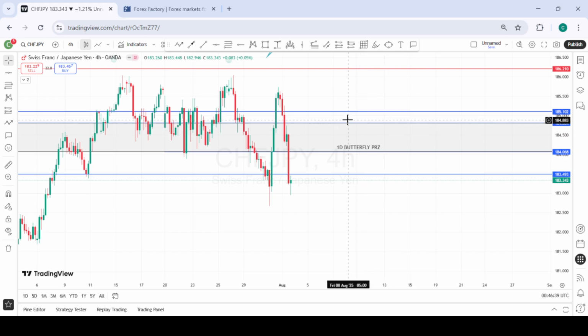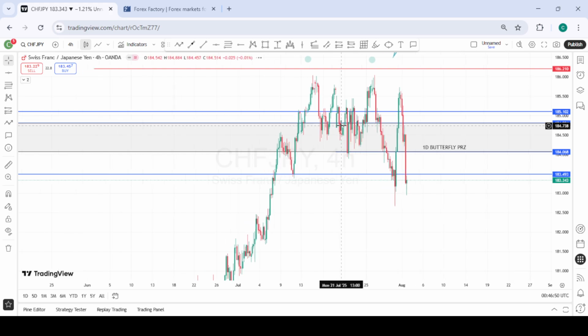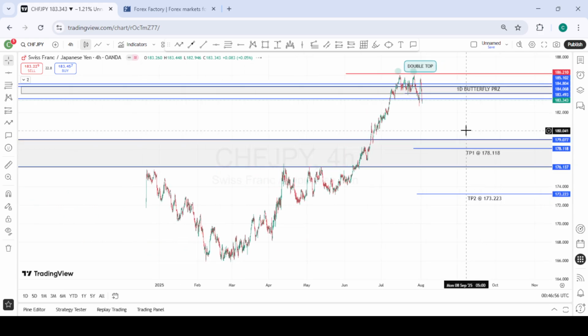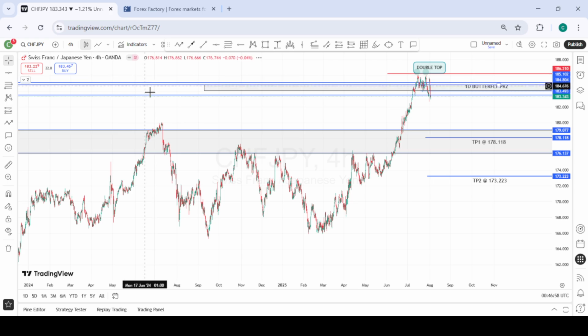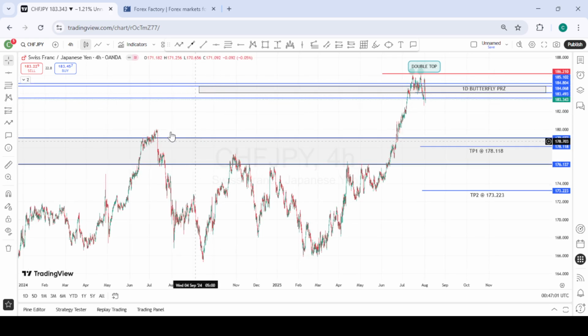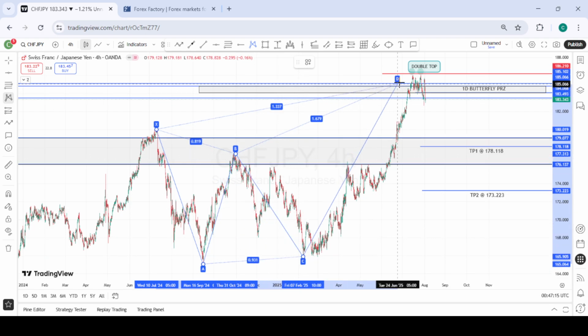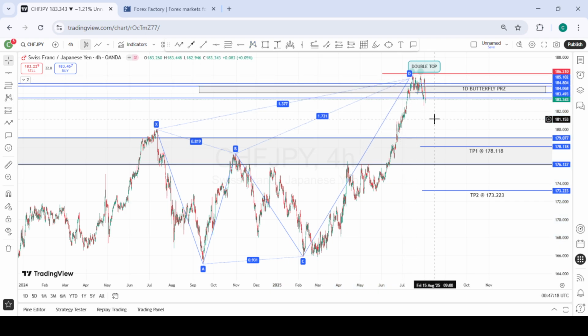Then we have CHFJPY. If you look at the previous analysis on the JPY basket, the JPY basket is expected to be bullish. So if that's the case, all the XXXJPY pairs will be seeing some sales. And as you can see, CHFJPY has actually formed a 4-hour butterfly pattern. So this is our X, this is our A, this is our B, this is our C, and the completion of the pattern here is our D leg.